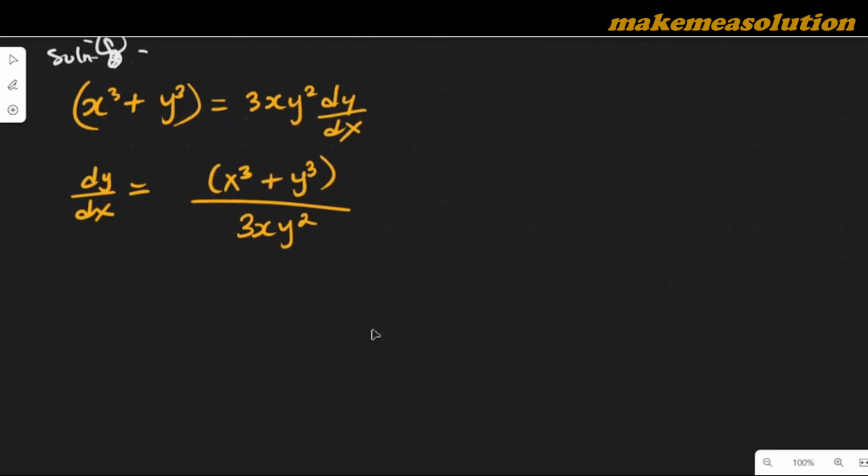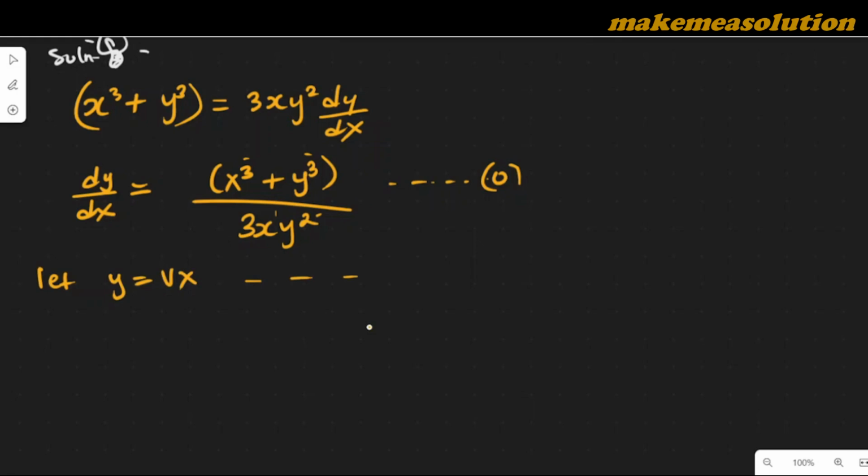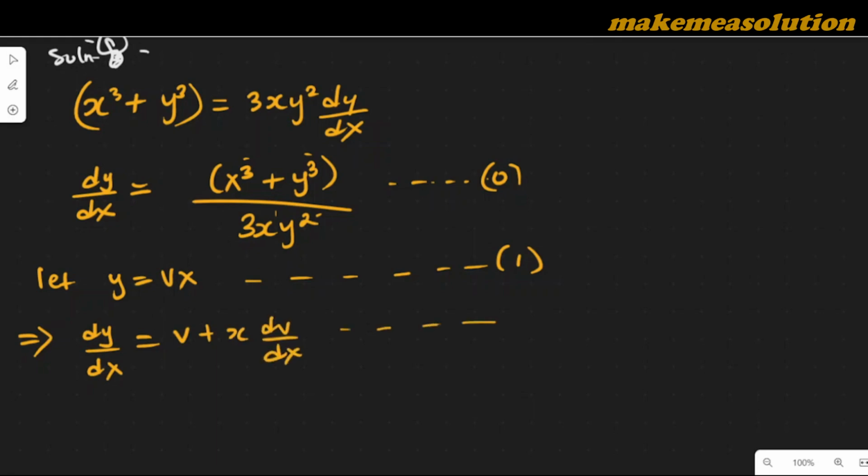Now without much doubt, you can see that it's actually homogeneous, since the power contributions from each and every term is 3. So you have 3 here, you have 3 here, and you have 1 plus 2, which is 3. So it's homogeneous, right? So as usual, this is equation 0. You now say let y be equal to vx. This is equation 1. Then you now differentiate. If you make y vx, the dy dx in this case will be v plus x dv dx. So this is equation 2.